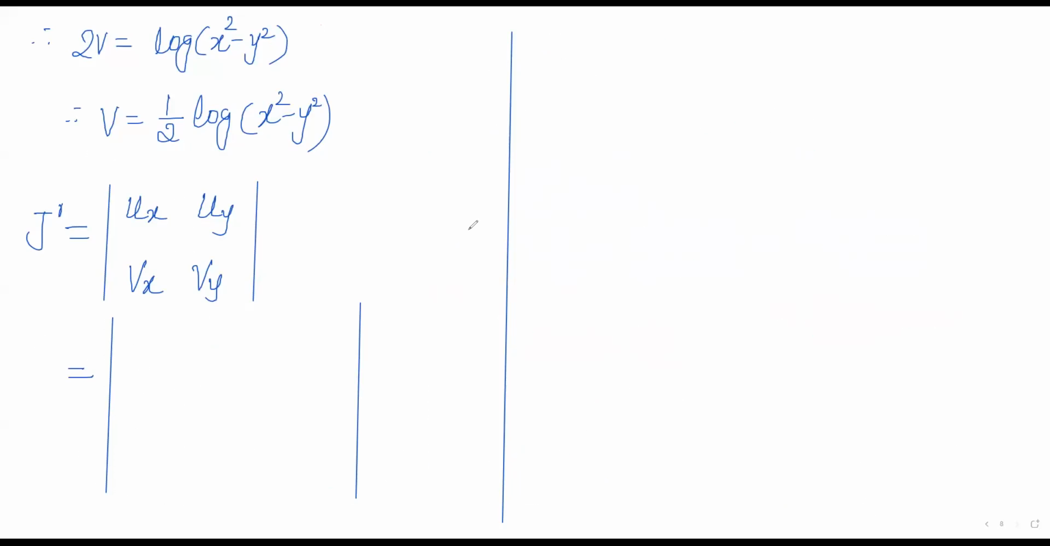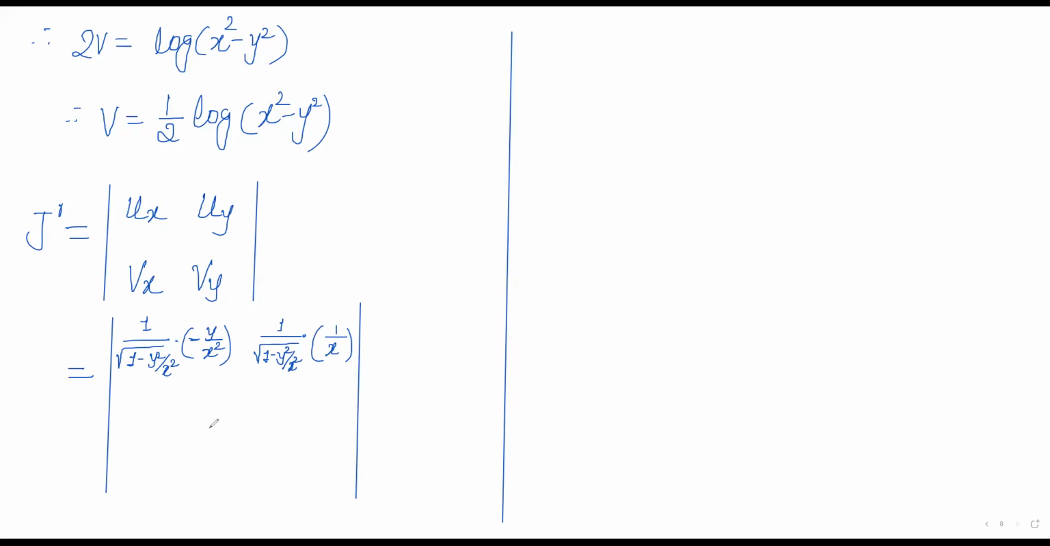So what is the derivative of u with respect to x? 1 upon under root 1 minus y square divided by x square, into derivative of y by x, minus y upon x square. Next, derivative of u with respect to y. So 1 upon root 1 minus y square by x square into 1 by x.